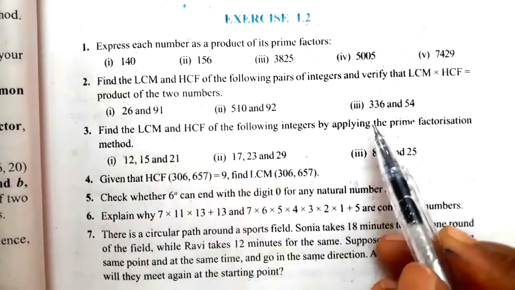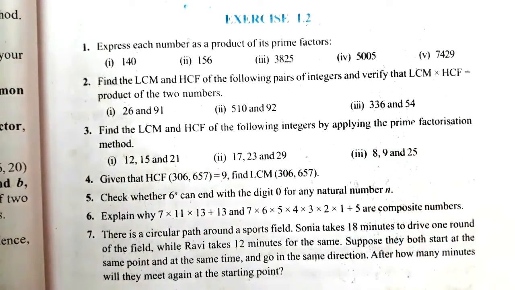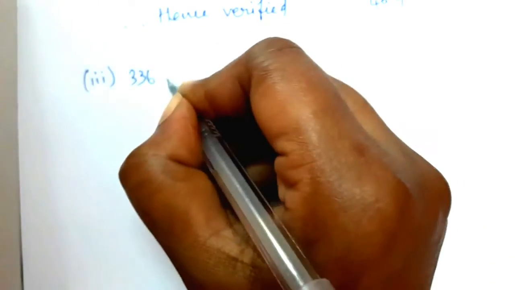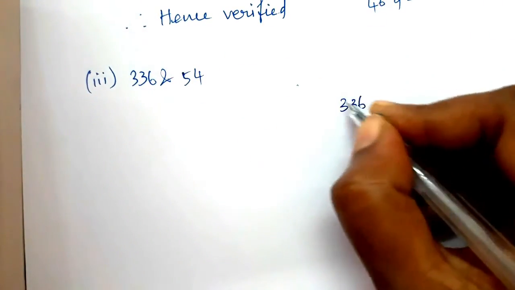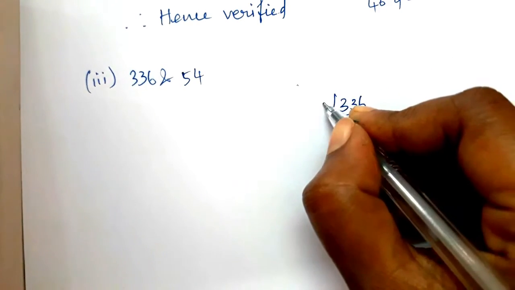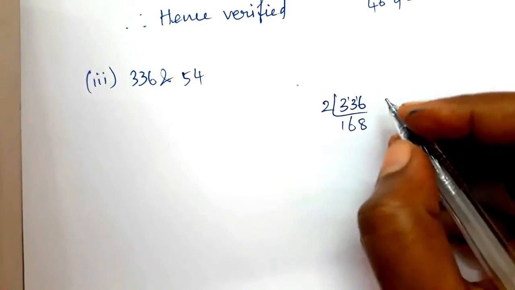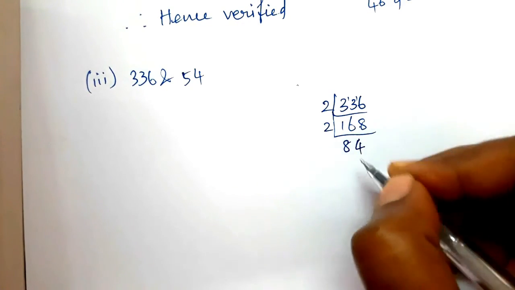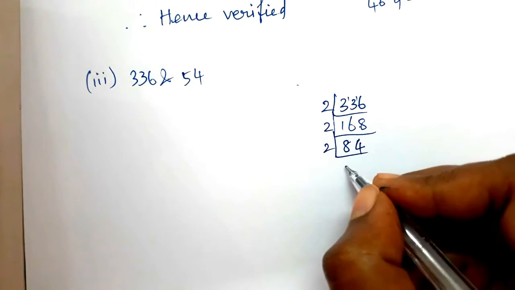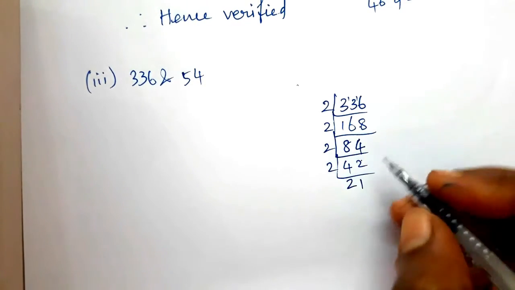Move on to the next sub question. Question number 3. 336 and 54. Do the rough work here. 336, it is the even number, so it goes into 2. 1 2s are 2, remaining 1, 6 2s are 12, remaining 1, 8 2s are 16. Again it is the even number, so with 2, 8 2s are 16, 4 2s are 8. Again it is the even number, so with 2, 4 2s are 8, 2 2s are 4. Again it is the even number, so with 2, 2 2s are 4, 1 2s are 2.